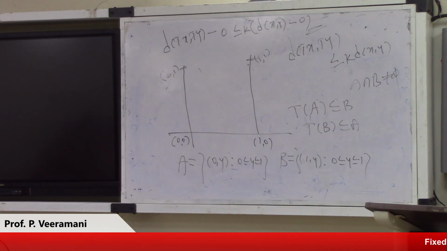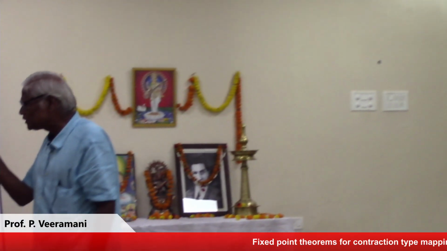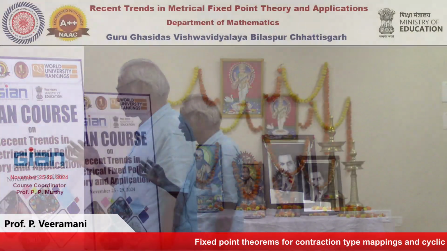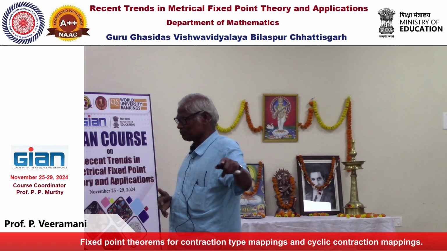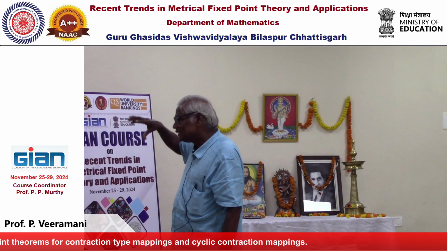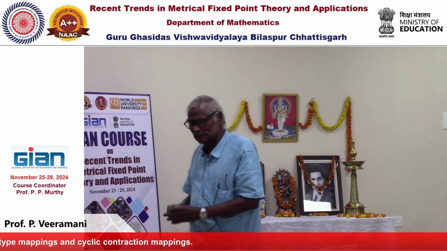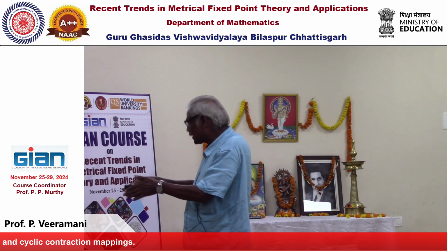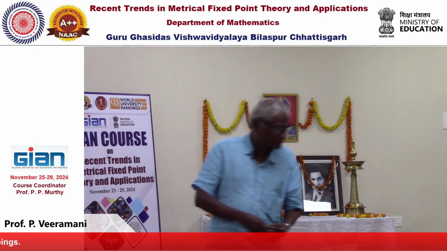Zero is nothing to write, no? Zero we can write, no? Nothing wrong, no? Can you replace 0 by the distance between A comma B? This is a contraction. Suppose the distance between A comma B is greater than 0, then what we see from this, we subtract the distance between A comma B.